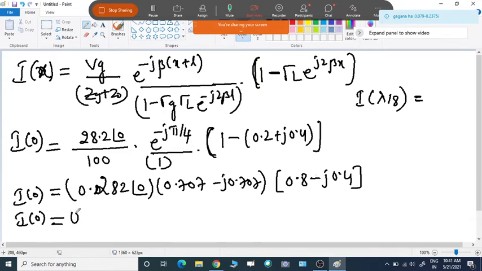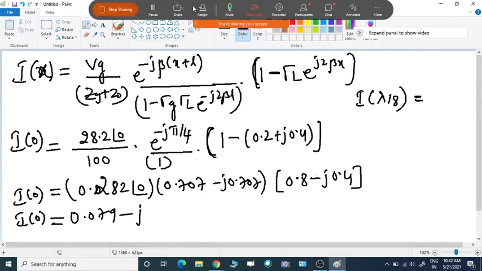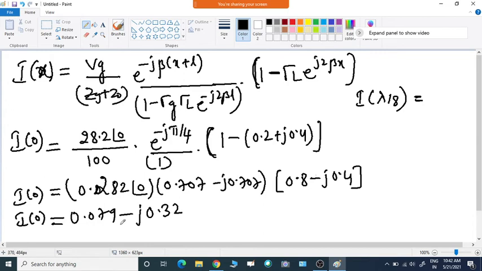Okay, so 0.079 minus, so what is the value? I of 0. Is it 0.079 minus j? What is the value? Minus 0.32j. Okay, so this is what I of 0. 0.23. What? 0.23, sir, not 32. Okay.